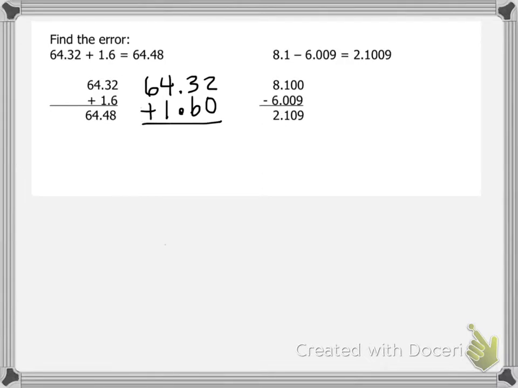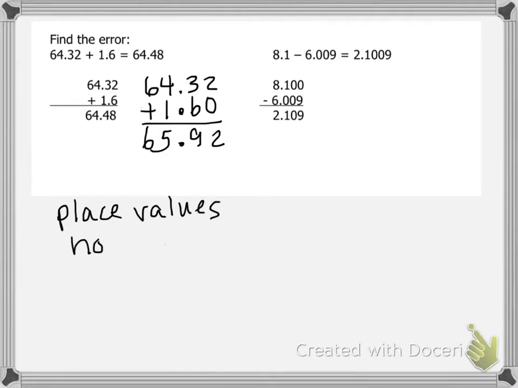Now we can add those together. So you have 2, 9, 5, and 6. So our sum is 65 and 92 hundredths. So what was their error? They did not line up the place values. So I'm just going to write down here, place values not lined up.